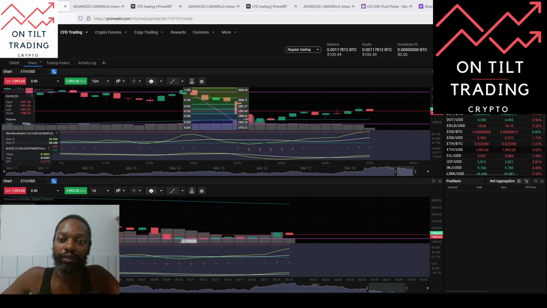This blue line that you're seeing down here under the candlesticks, this is the 200 EMA. Exponential moving average is this blue line right here. This is the 15-minute chart. This is the daily chart.